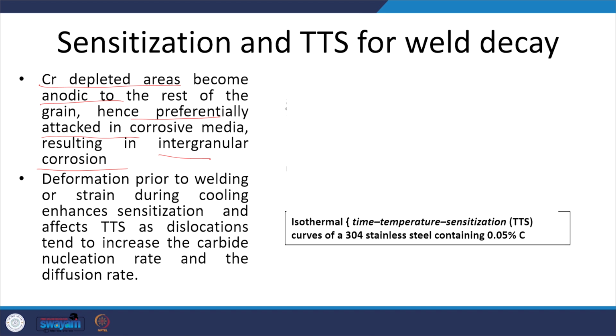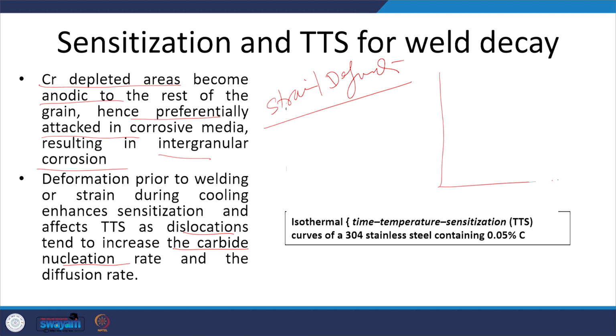You see, this kind of phenomenon is significantly affected by strain or deformation also. If the metal has been subjected to deformation, then the sensitization tendency is enhanced. Why? Because whenever there are dislocations, the tendency for chromium carbide nucleation and precipitation increases. So, dislocations increase the chromium carbide nucleation rate and diffusion rate, and therefore the sensitization tendency is enhanced.